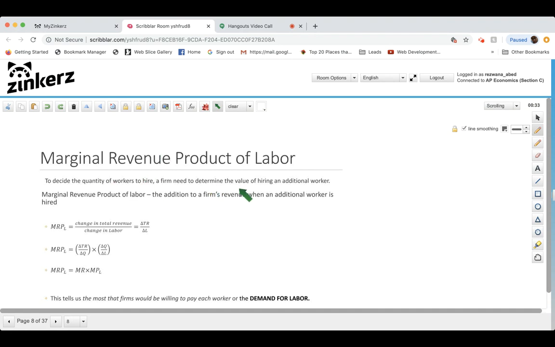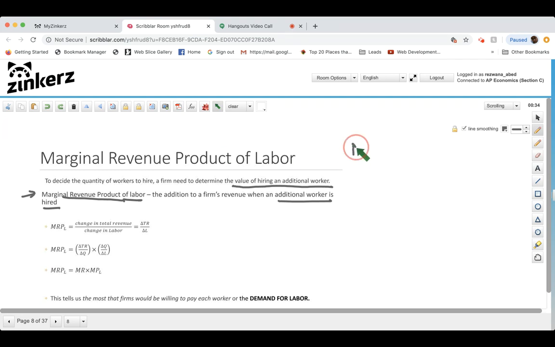The way we find out how much a worker is worth to an employer, the value of an additional worker, is the marginal revenue product of labor. The technical definition is the addition to a farm's revenue when they hire an additional worker. So, how much total revenue changes for a farm when they hire an additional worker.